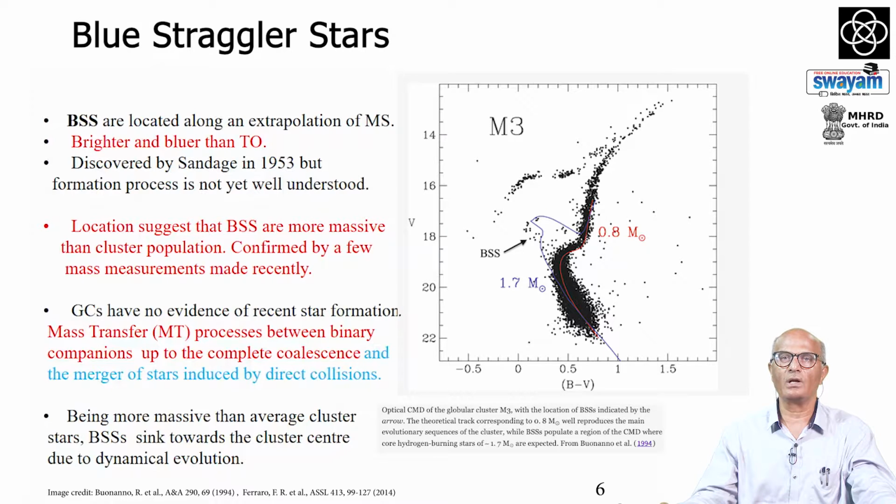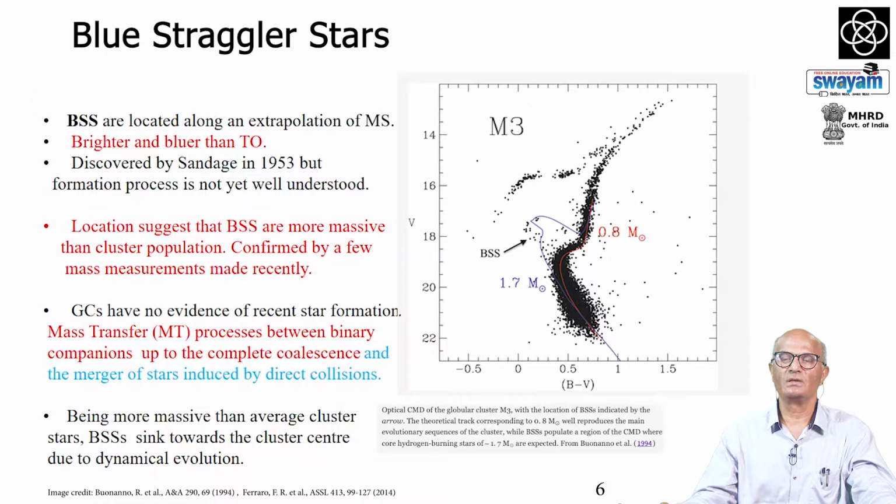These stars are located above the main sequence turn off point, and this location suggests that blue straggler stars are more massive than the cluster population. This is confirmed by a few mass measurements made recently, because some of them are binaries. So the mass has been measured, and if we fit an evolutionary track, it fits 1.7 solar mass. The main sequence mass is 0.8, while for the blue straggler star the typical mass is 1.7 solar mass.